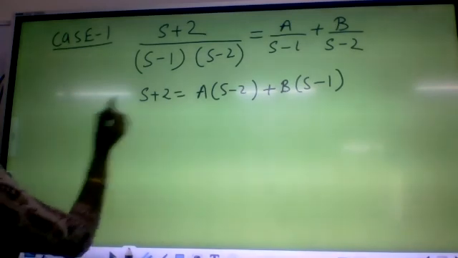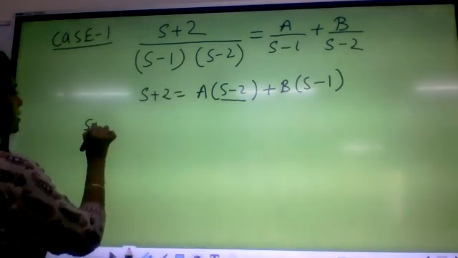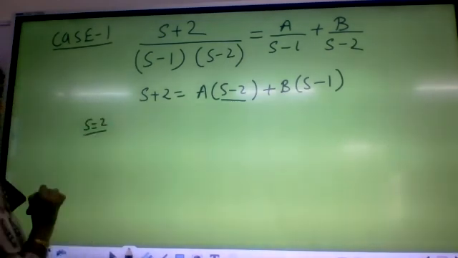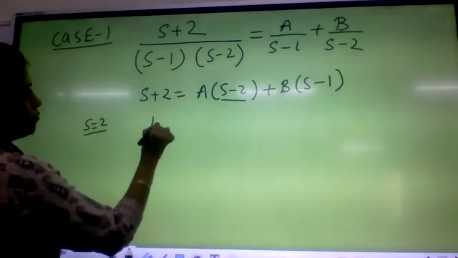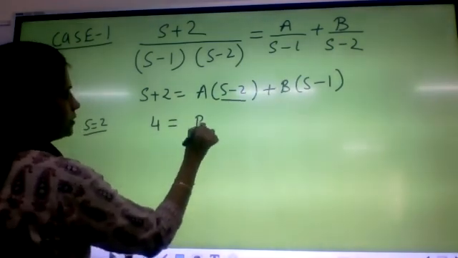What is the best way? See, the first bracket becomes 0 when s is equal to 2. So put s is equal to 2. When you put s is equal to 2, what will you get? 4 is equal to b times (2 minus 1), which is 1. So 4 is equal to b.